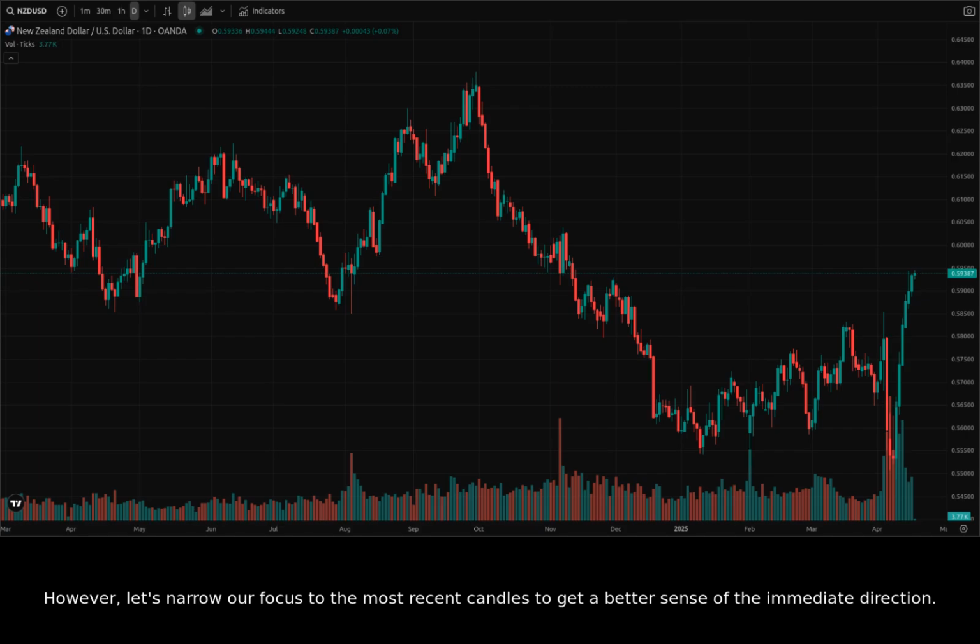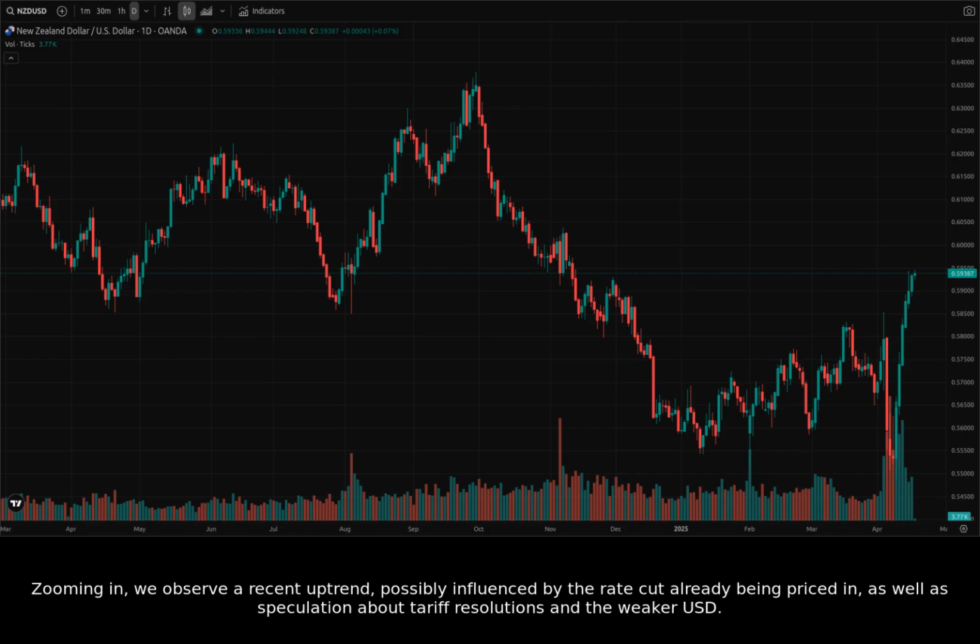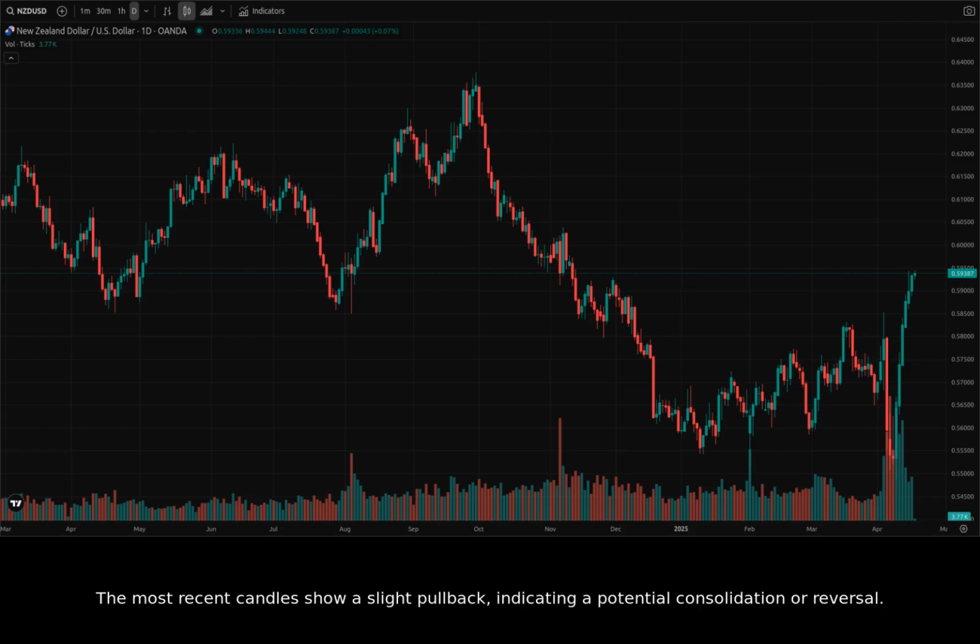However, let's narrow our focus to the most recent candles to get a better sense of the immediate direction. Zooming in, we observe a recent uptrend, possibly influenced by the rate cut already being priced in, as well as speculation about tariff resolutions and the weaker USD. The most recent candles show a slight pullback, indicating a potential consolidation or reversal.